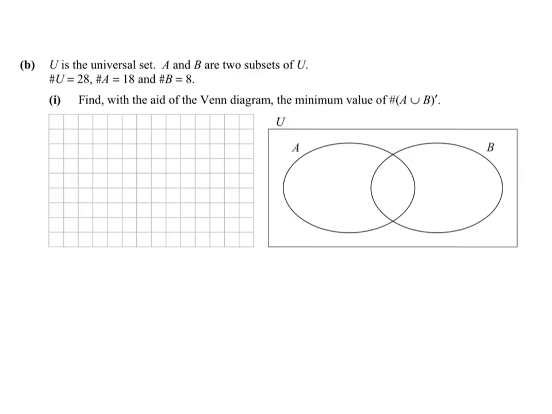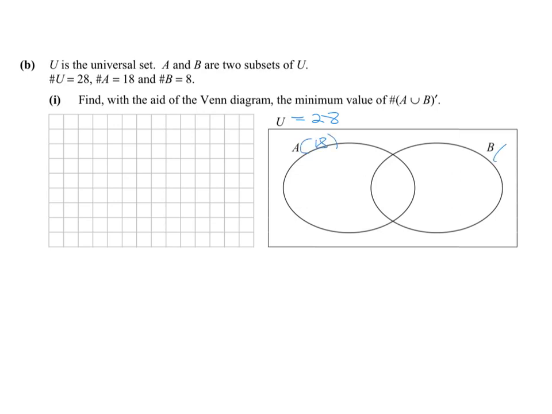The first one here is: use the universal set, with A and B as two subsets. The universe is equal to 28, so within here I must have 28. Find, with the aid of the diagram, the minimum value of the cardinal number of A union B, everything outside of it. So for me, it says I must have 18 in here.